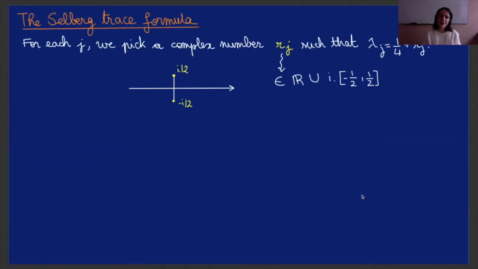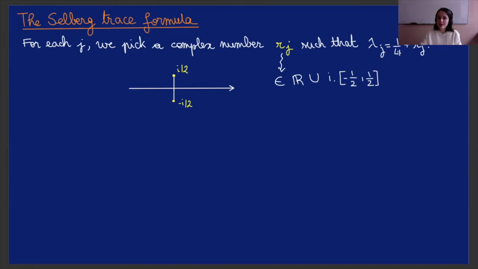So in order to explain how we can prove these sort of statements, I'm going to introduce you to the Selberg trace formula and to different methods to prove these results. So in order to state the Selberg trace formula, for each integer j, we're going to pick a complex number r, such that lambda, the eigenvalue, is a quarter plus r squared. This change of variable is necessary. It makes everything behave more nicely.